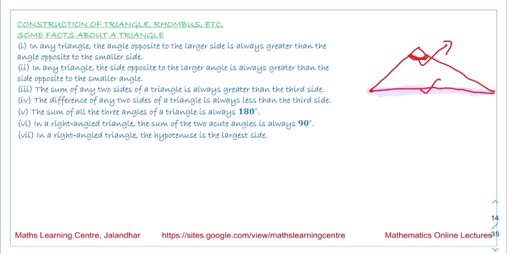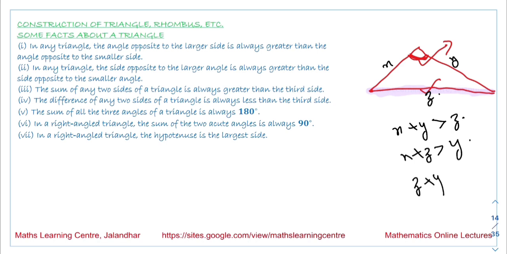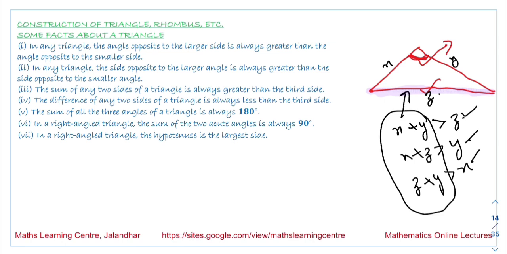Next is, the sum of any two sides of a triangle is always greater than the third side. So this property means over here that if the length of the sides is x, y and z, then we have x plus y is greater than z, x plus z is greater than y. Similarly, z plus y is greater than x, that is, the sum of any two sides of the triangle is always greater than the third side.